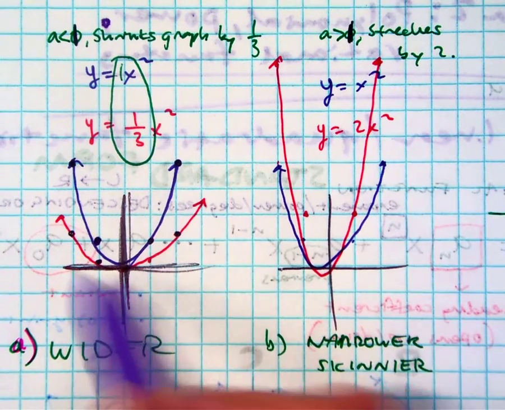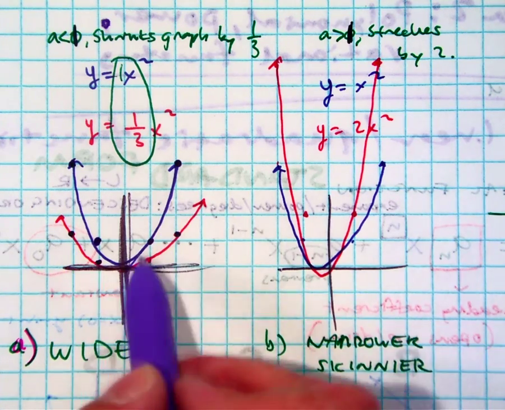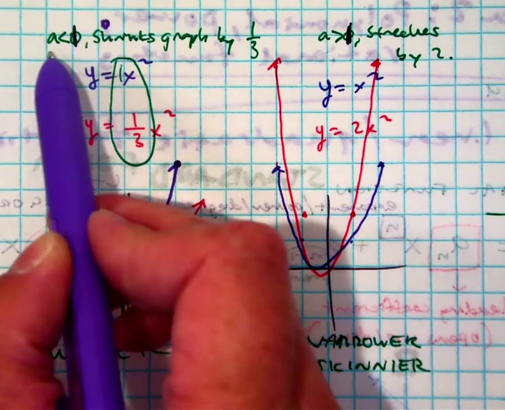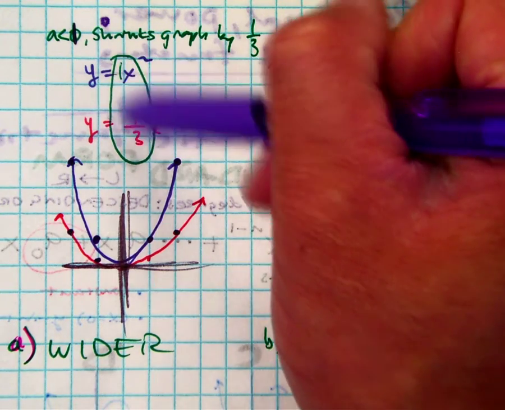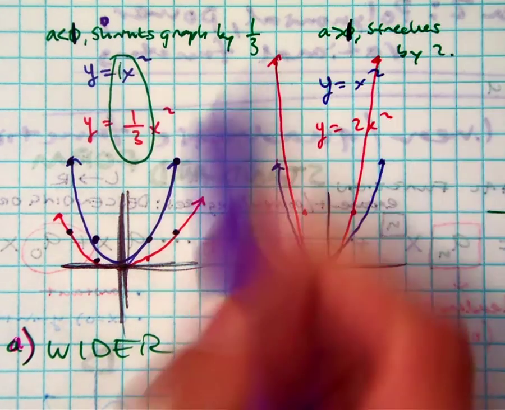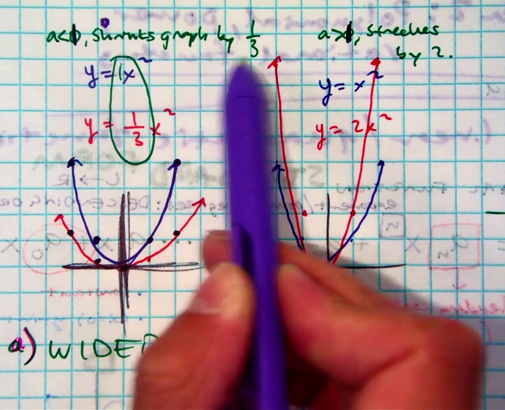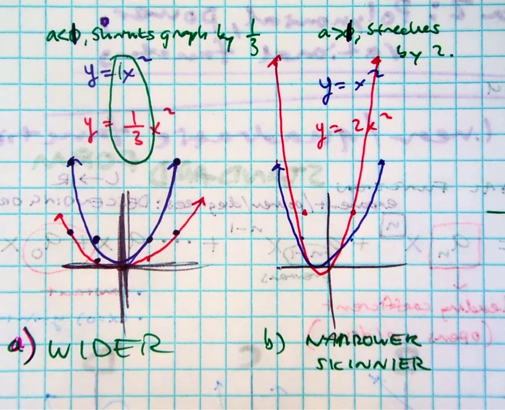And I realize that the graph is not going up as fast as the parent function. So you can say that this a value, when the a value is less than 1, when I mean less than 1, it's not a negative, but it's just less than 1, so between 0 and 1, it shrinks the graph by a factor of 1/3. So you can say it gets wider. Raise your hand if you use some kind of language like that.